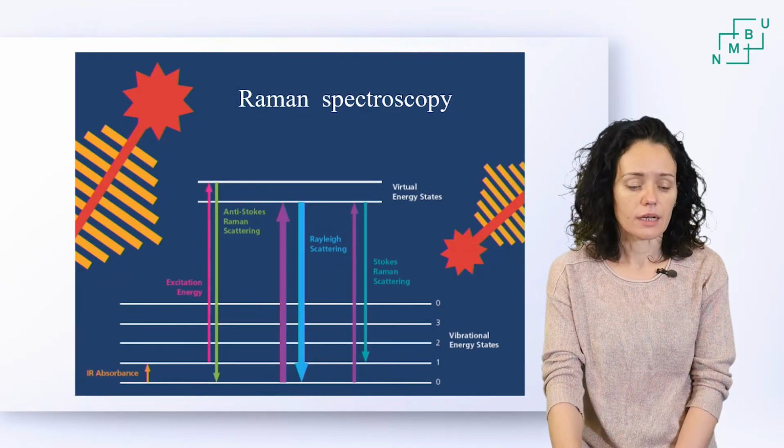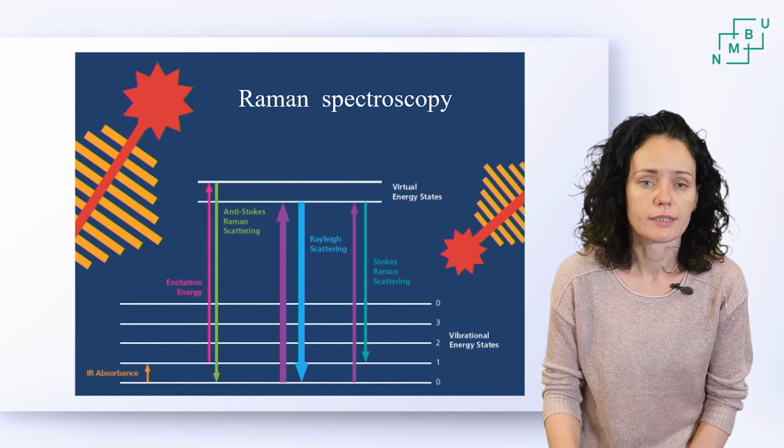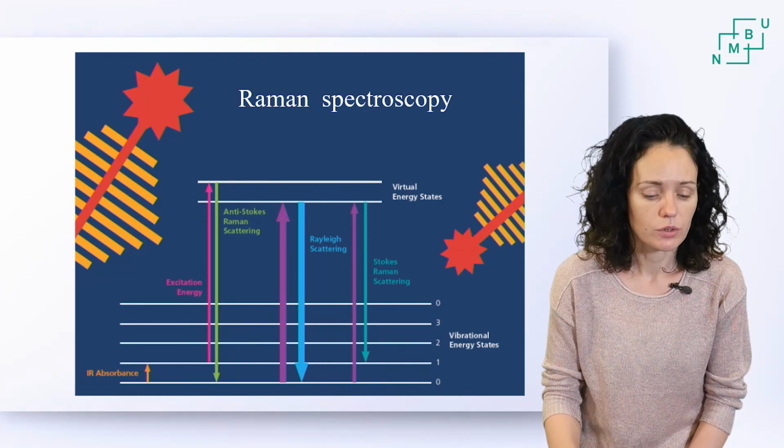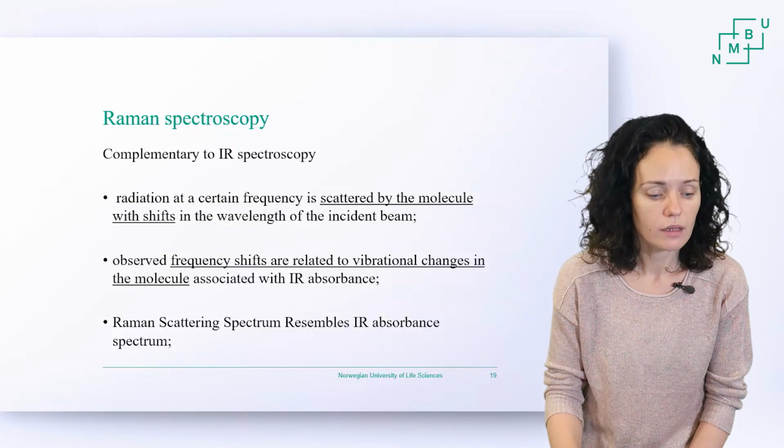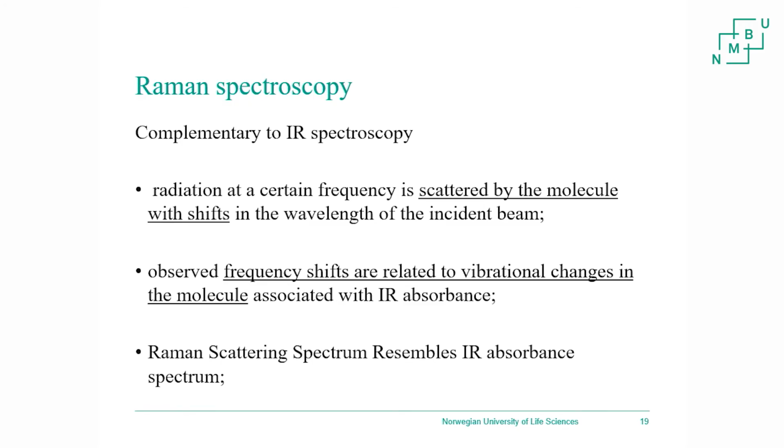The next subtopic is related to Raman spectroscopy. I will give a short description of this technology as well. The first thing to say about Raman spectroscopy is that this technology is complementary to IR spectroscopy. It means that by using the two techniques, we get complementary information.